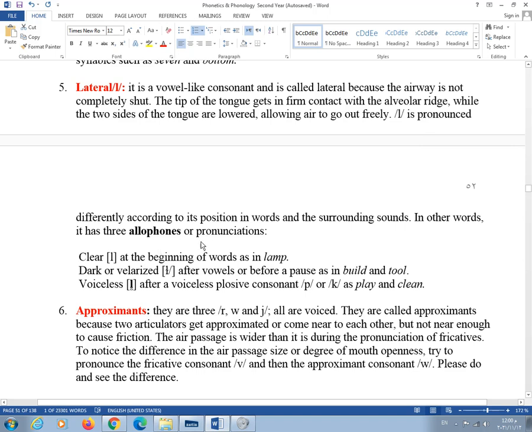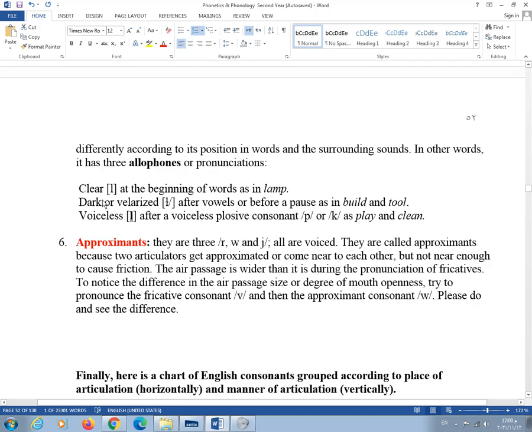We have clear L at the beginning of words such as lamb, dog, or velarized L after vowels or before a pause, as in build and tool, and voiceless L after a voiceless plosive consonant P or K, as in play and clean.